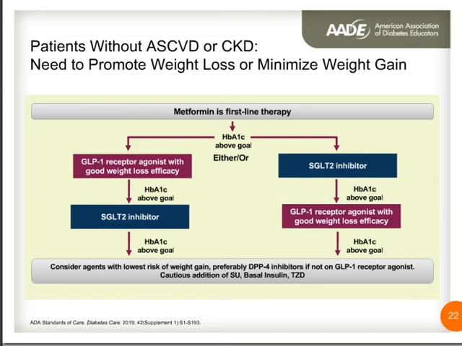All right, and then for those patients who need weight loss or need to minimize weight gain, you can start with a GLP-1 receptor agonist with good weight loss efficacy or an SGLT2 inhibitor. And then if A1C remains above target, switch to the other class. These are the classes that have good weight loss efficacy. We know that with the GLP-1s, SGLT2s also provide that through caloric loss through the urine. And then, again, looking at the evidence, consider those agents which have a low risk of weight gain or are weight neutral. Just as the DPP-4s are CV safe, they are also weight neutral. And then last, consider the addition of SUs and insulin, TZDs, which may cause weight gain.